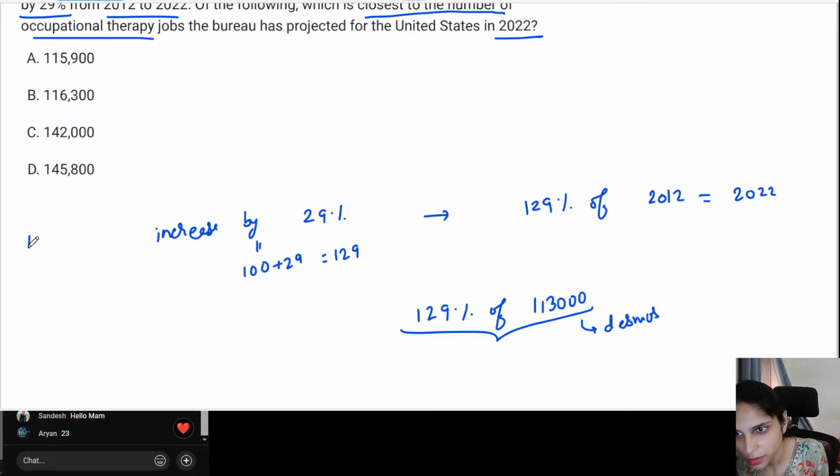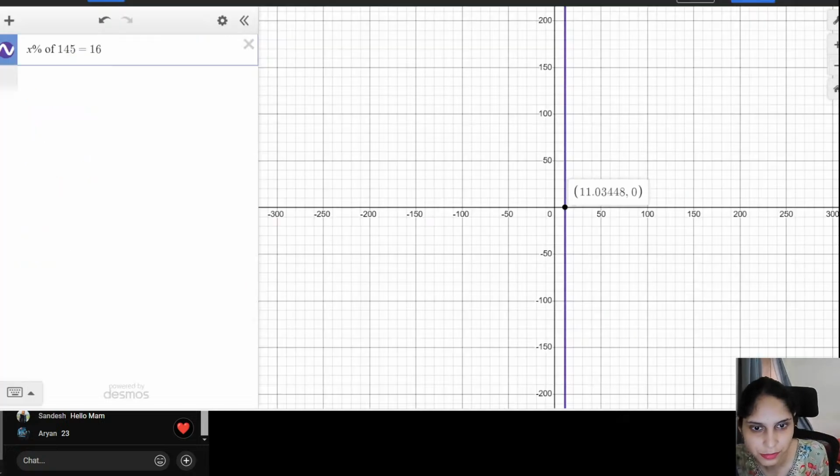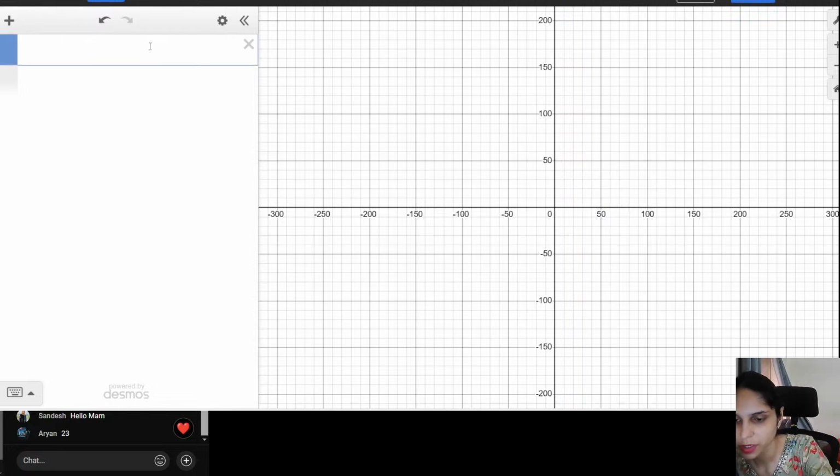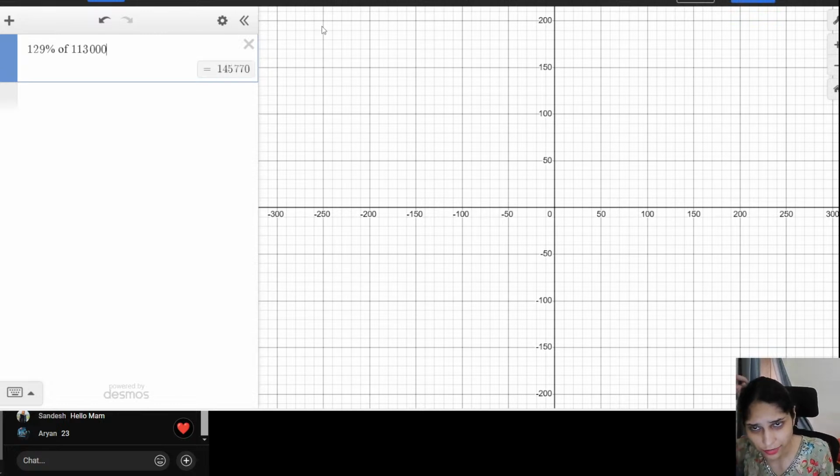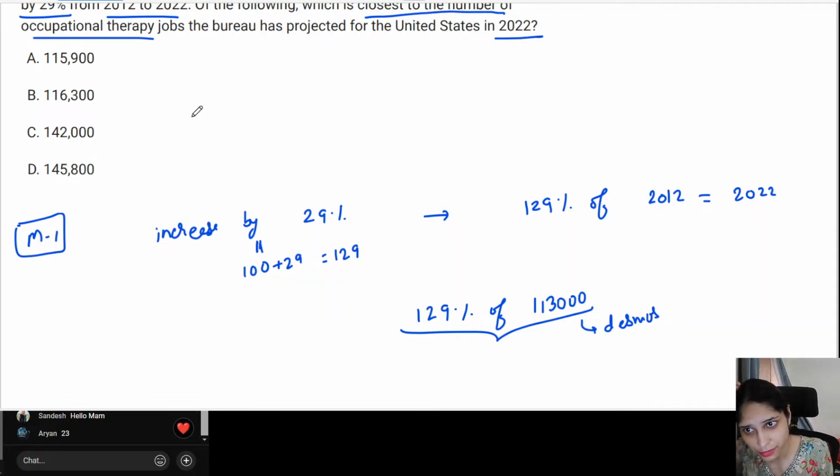That's your method one. The other method, what people do is they first find the 29% and then they add it to the normal one. I am not a great fan of that. I like to add the percentages rather than finding the percentage and then adding the numbers. But I will show you that method as well. 129% of 113,000 is 145,770. And they're saying closest to the number, so 145,800 is the answer.